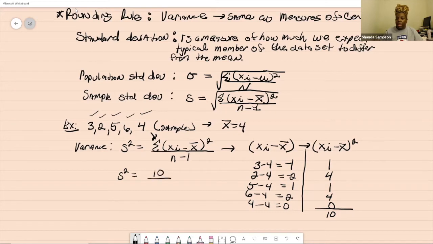All over n. N is the number of data values. So in this case, n is equal to 5, right? Minus 1. And what's that equal to? So your variance is 2.5.